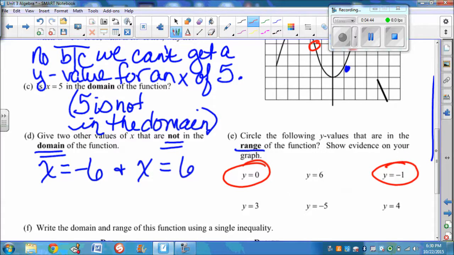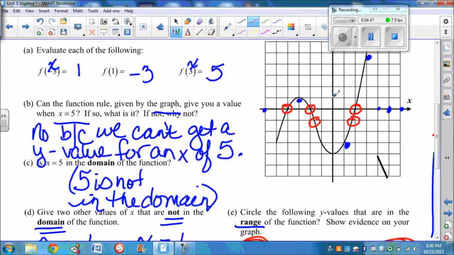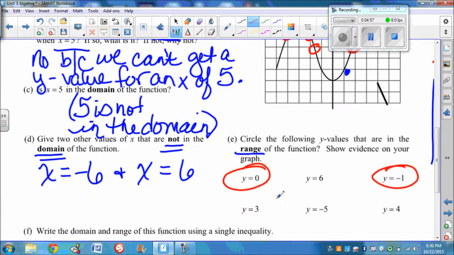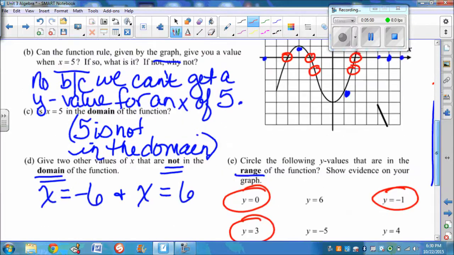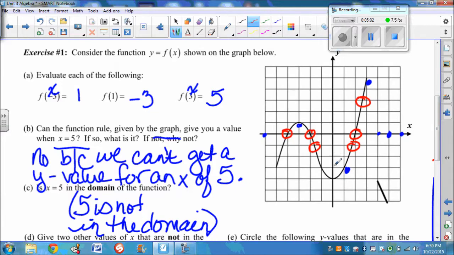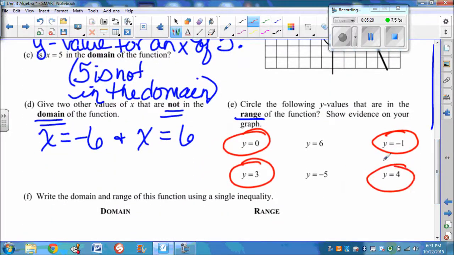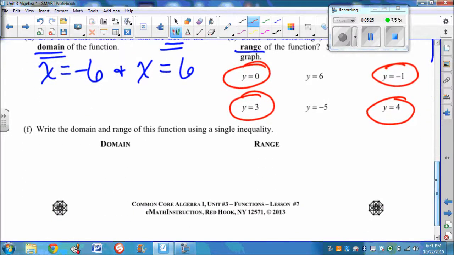What about a y value of 3? So I go up 1, 2, 3. Do we have something that has a y value of 3? Sure do, right there. That one's in our range. What about a y value of negative 5? 1, 2, 3, 4, 5. Is there anything along here? And there's not. And then the last one, what about a y value of 4? 1, 2, 3, 4. Sure is right there. So out of this list, 4 of them happen to be in the range of this particular function.